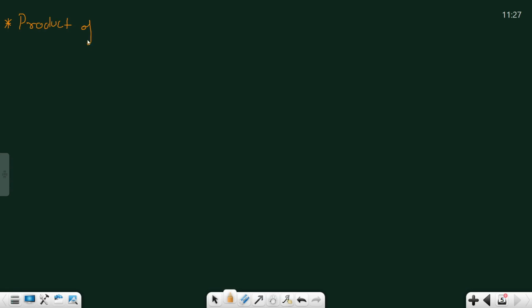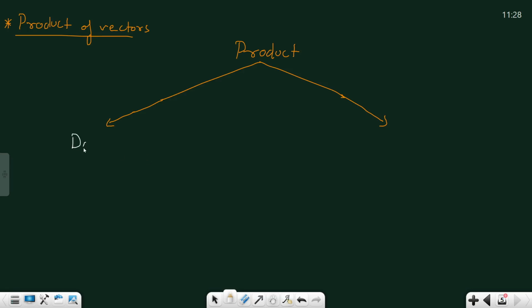Product of vectors. So product of vectors is of two types. One is the simple scalar product, or dot product. The first one we call scalar product, dot product, because we will get a scalar as the resultant.